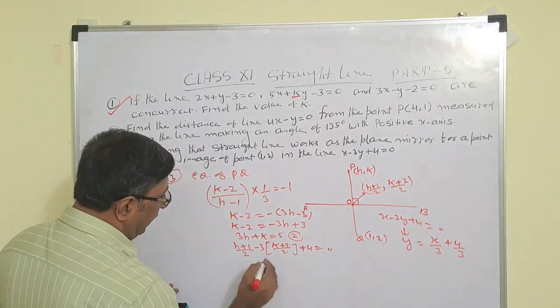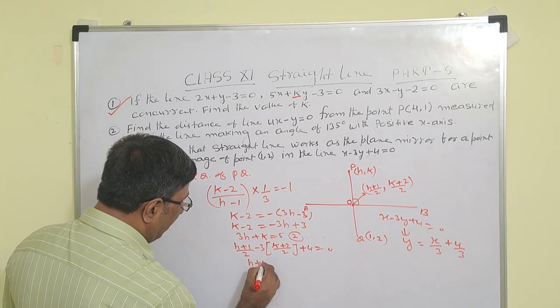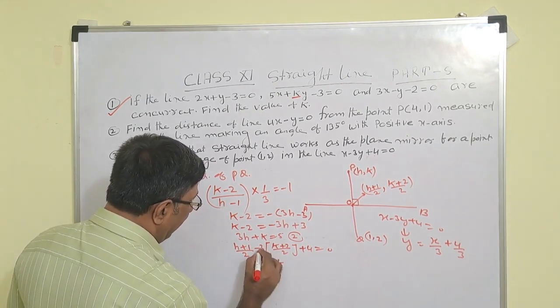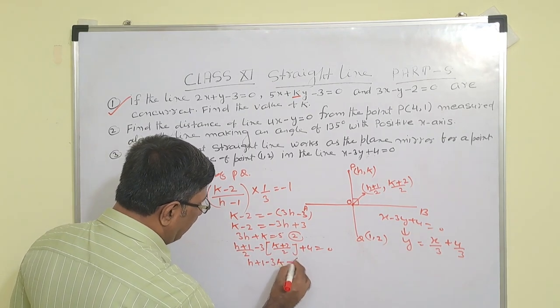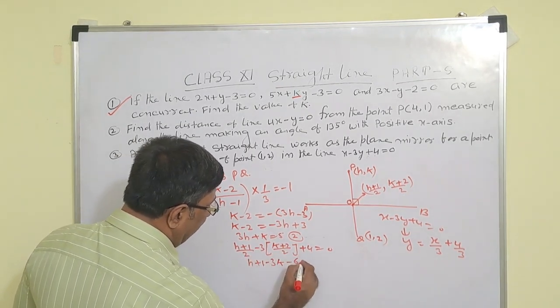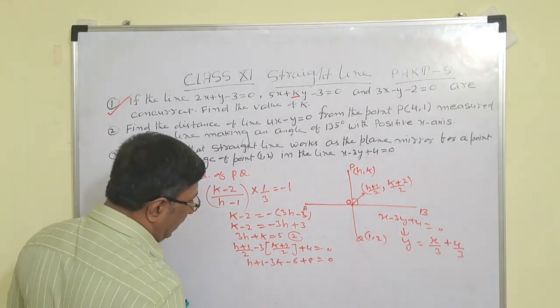So now we know how we can solve this. This is h plus 1. So the LCM is 2. So this is minus 3k, and minus 3 times 2 is minus 6. And this is plus 4, so the LCM is 2, and 2 times 4 is 8. And this equal to what? 0, because 2 into 0 is 0.